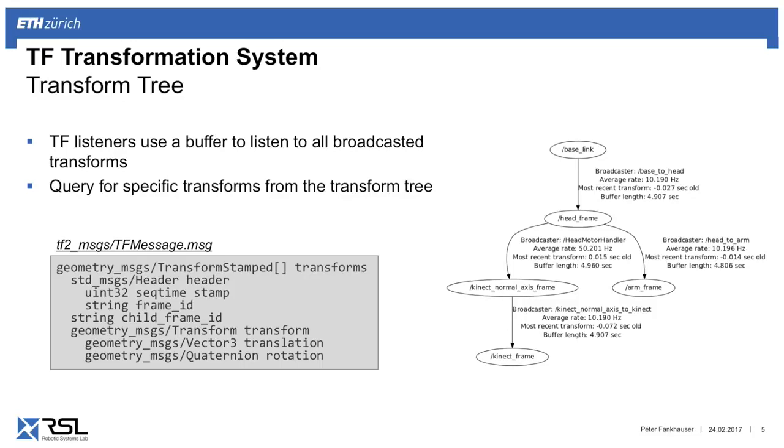The TF topic, and this is just background information, is essentially an array of transforms which internally have a header, timestamp, a frame ID, which is the source frame ID, and they target the child frame ID. And then internally it tells you, okay, the transform consists of this translation and this rotation. On the right-hand side, you see an image of how this typically looks. You would have a base link and head frame, and then in between you have these transformations.